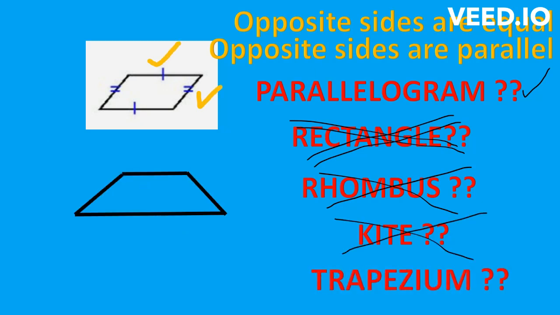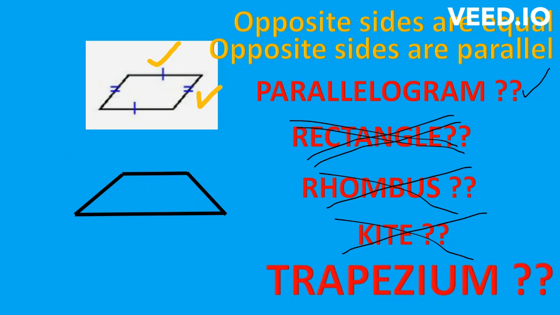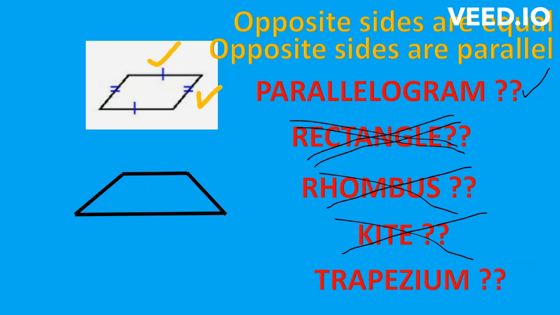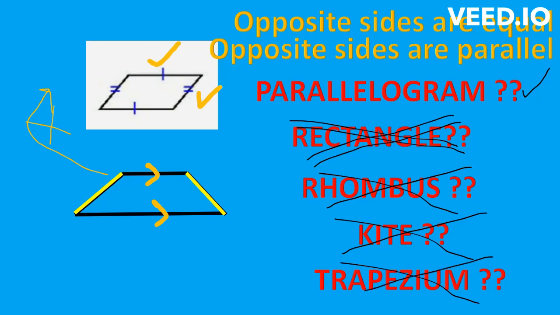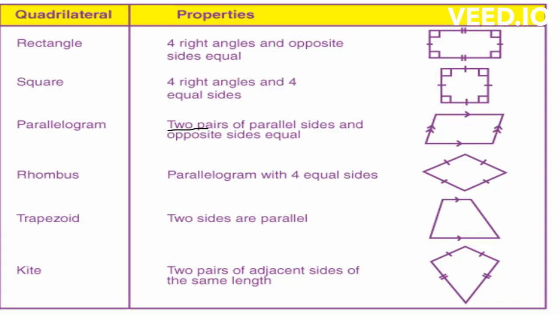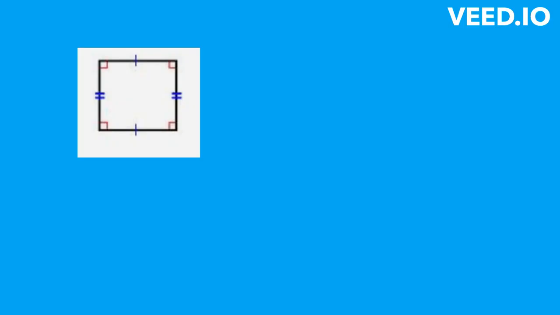So why can't this be a trapezium? A trapezoid usually has only one set of parallel lines. Only one set of parallel lines. The other lines are not parallel. These are not parallel to each other. But in our case, we have two sets of parallel lines, the opposite lines. So this is not a trapezium. So this is a parallelogram that we had, which had two pairs of parallel sides.